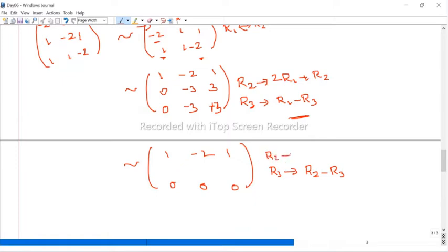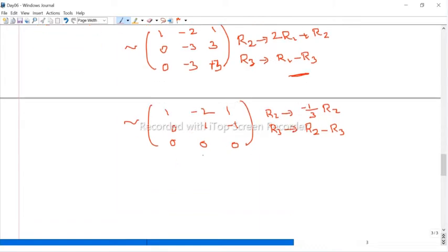What about the second row? We have to multiply by minus 1 by 3, minus 1 by 3 times the second row. So therefore we get 0, and here multiplying means 1, and this is minus 1. Now we have to make the entry above 0. Therefore finally we multiply the second row by 2 and then add. Therefore 1, 0, minus 1, and 0, 1, minus 1, and 0, 0, 0.